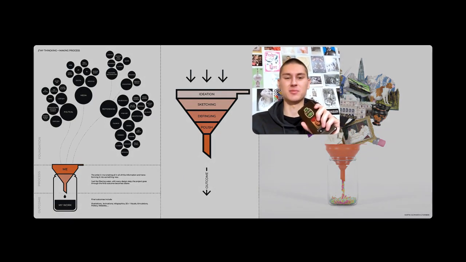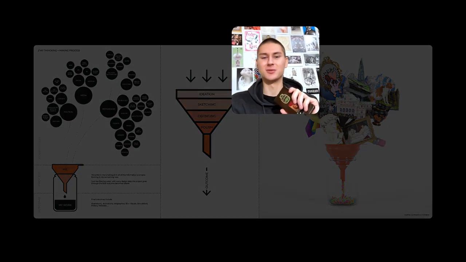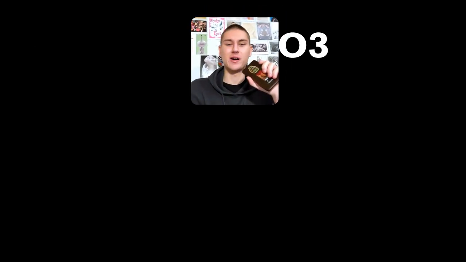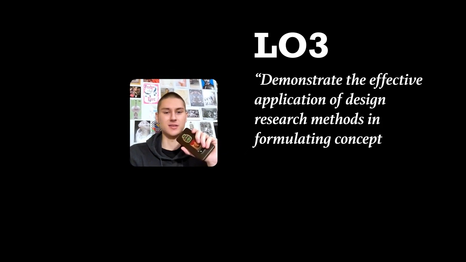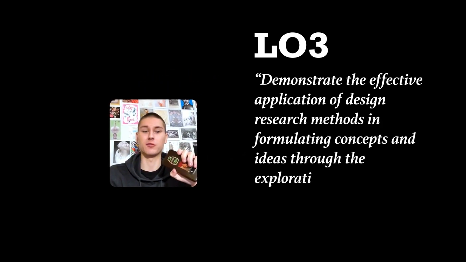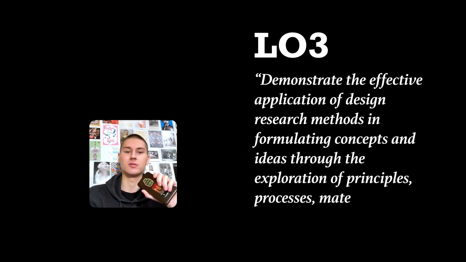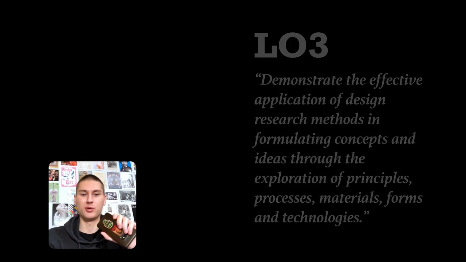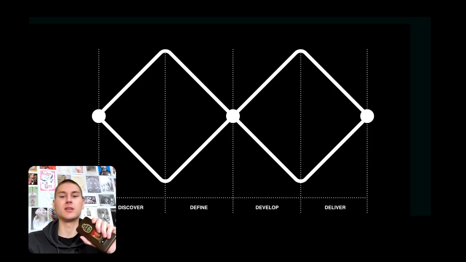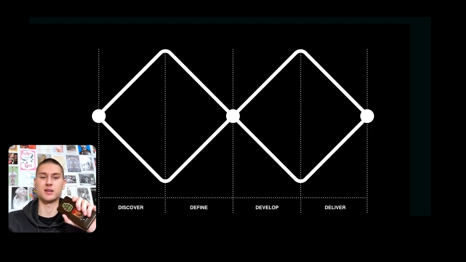The next step in this project is somewhat related to Learning Outcome 3, so let's have a look at that first. Learning Outcome 3 requires me to demonstrate the effective application of design research methods in formulating concepts and ideas through the exploration of principles, processes, materials, forms, and technologies. To demonstrate this, I put my project through the double diamond and reflected upon my designing process.